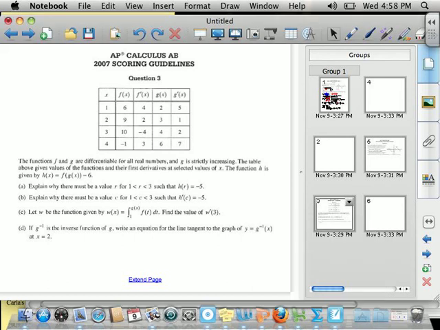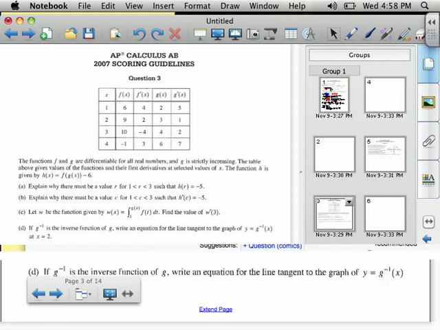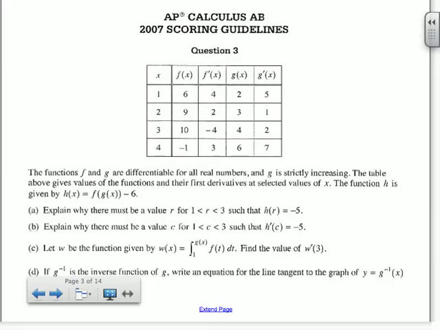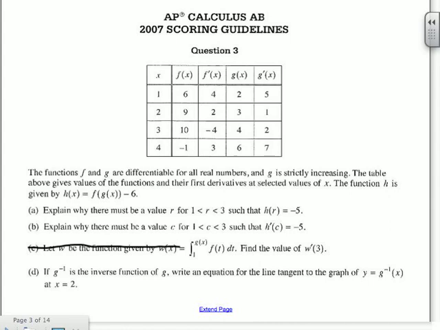Okay, next I'm going to do the 2007 AP Calculus question number 3. This is a table question, and table questions are very common on the AP Calc exam. For your Chapter 5 test, we have not really learned much about antiderivatives yet. We've touched on it, but haven't gone into depth. Part C is a fundamental theorem of calculus question, which involves antiderivatives, so I would not ask you Part C.